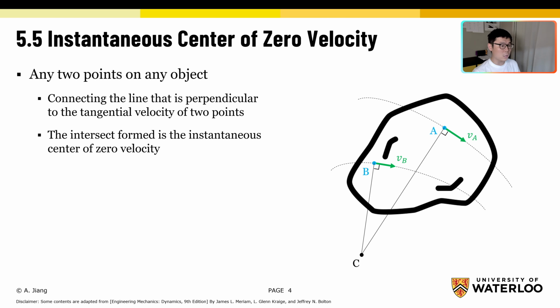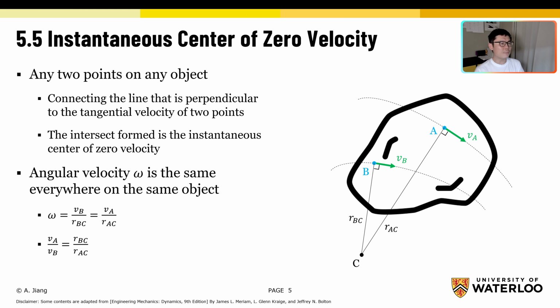Now we can be more generic about where to find the instantaneous center of zero velocity on any object. We can pick any 2 points on the object and connect the lines that are perpendicular to the tangential velocity of the 2 points, and the intersection formed is the instantaneous center of zero velocity. We know for the same object, the angular velocity omega is the same everywhere. From A and B's perspective, it is as if A and B are rotating about the fixed point C at that particular moment. Therefore, we can write omega equals VB over RBC, also equals VA over RAC. Then we get this relationship between A and B through the center of zero velocity. This relationship can become very handy from time to time as we solve different problems if the instantaneous center of zero velocity can be identified easily in the question.